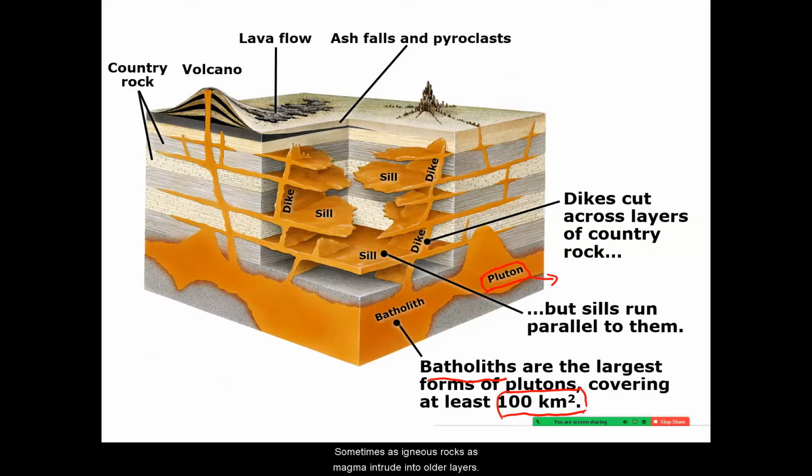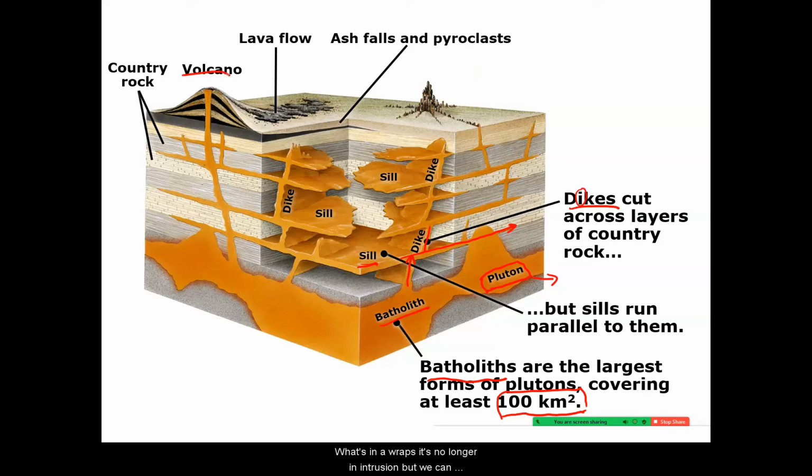Sometimes, as magma intrudes into older layers, it will either cut across horizontal layers and form what we call dikes, spelled with an I, or if it intrudes along the boundaries in between some of those rock layers, they're called sills. Those are all the intrusions that we've got. We've got plutons, it's a sort of general term. Batholiths are very big ones. Dikes cut across layers, and sills cut along layers of horizontal layer rock.